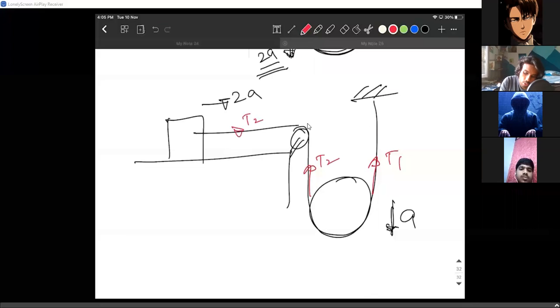Here I'm writing tension 2 only, because this pulley was useless. That part was considered as massless, so I don't consider that. But these two tensions must be different. Why? Because of that mass, we have a mass in the pulley. Exactly right. So let's go forward with the problem, guys.